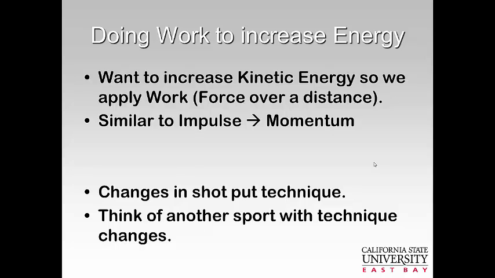One of these changes in the shot put was, instead of starting at the back and then running forward, right, so you're applying a force over a distance, they moved to the spiral technique, where their back is facing the direction in which they're throwing originally, and they do an entire 360 to increase that curvilinear distance over which the force is applied to the shot put. There are other sports that have technique changes that try to maximize this work or impulse, and we can have a discussion on those.